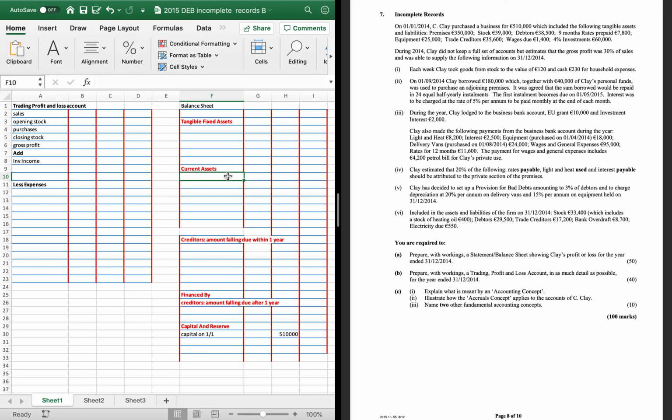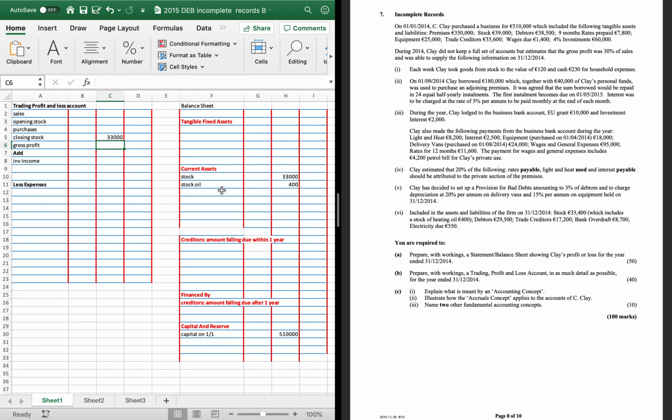So I've got my stocks. My closing stock is 33.4, which includes the oil of 400. So 33,000, and stock of oil is 400. And then I'm going to put in the closing stock over here as 33,000 as well. Just make sure you don't include the oil in the trading profit and loss account one.